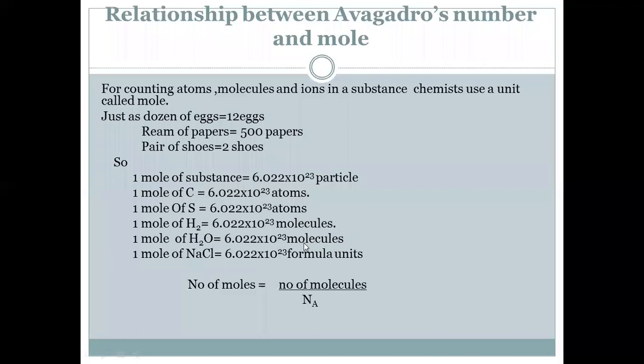Okay, the particles are different, but 1 mole of any substance, whether it is an element, a molecule, an ionic compound, or a formula unit, has Avogadro's number of particles, and the particles are different. If it is an element, the particle will be an atom. If molecule, the particle will be a molecule. If compound, the particle will be a molecule. If ionic compound, the particle will be formula units.